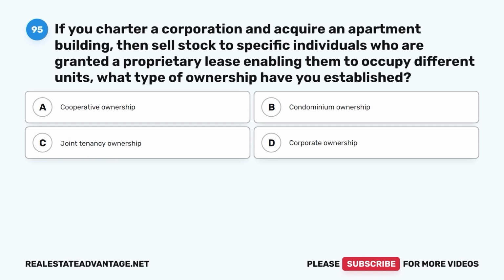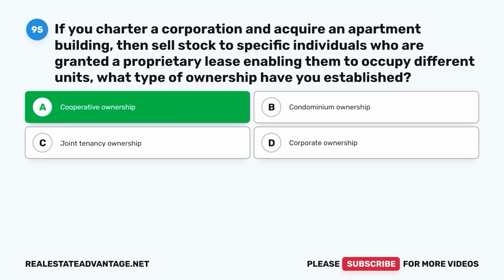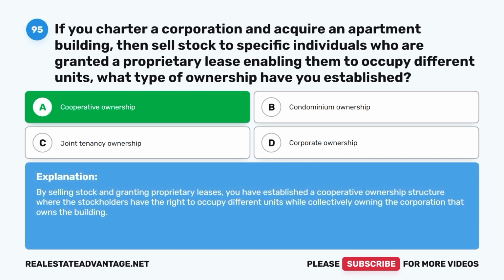Question 95. If you charter a corporation and acquire an apartment building, then sell stock to specific individuals who are granted a proprietary lease, enabling them to occupy different units, what type of ownership have you established? A. Cooperative ownership. B. Condominium ownership. C. Joint tenancy ownership. D. Corporate ownership. The correct answer is A. Cooperative ownership. By selling stock and granting proprietary leases, you have established a cooperative ownership structure where the stockholders have the right to occupy different units while collectively owning the corporation that owns the building.